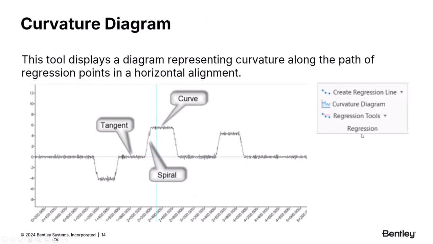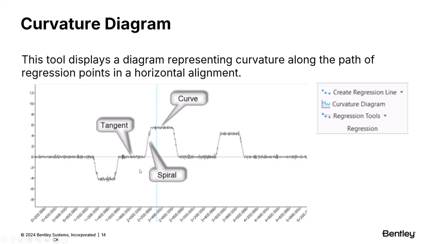So let's continue on here. So once you have your regression line and you're comfortable with your regression points and you've reviewed that information, now we need to take a look at creating the actual best fit geometry. So one way to help us do that is to utilize the curvature diagrams. You'll notice inside the software there's a tool here called curvature diagram, and that's going to be helpful for representing the curvature along the path of these regression points. Okay, it's going to help you determine areas where there's going to be curves, areas where there's going to be tangents and spirals and things like that.